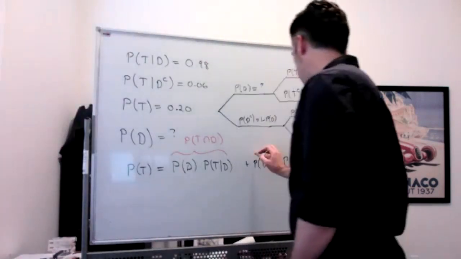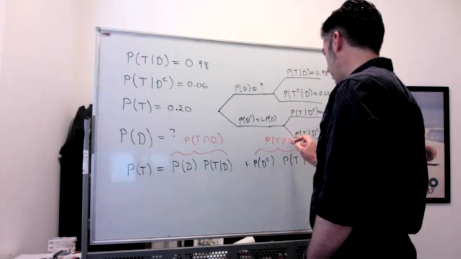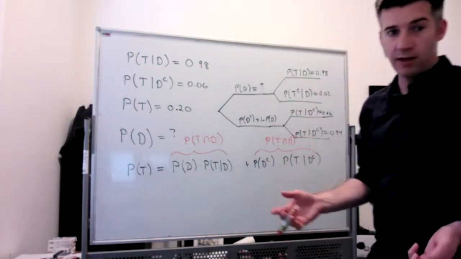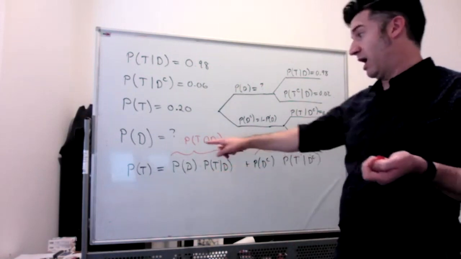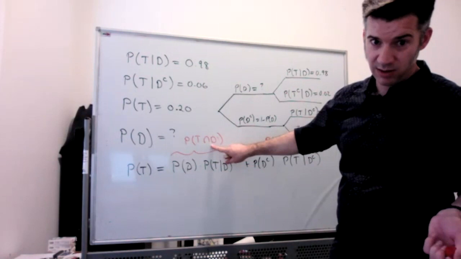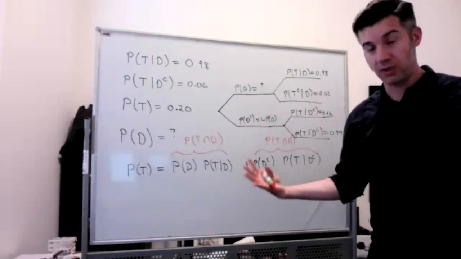And this part right here is the probability of having a positive test and not having the disease. And that's all the ways you can have a positive test, right? You can either have a positive test and have the disease, or have a positive test and not have the disease. Those are the only options available.